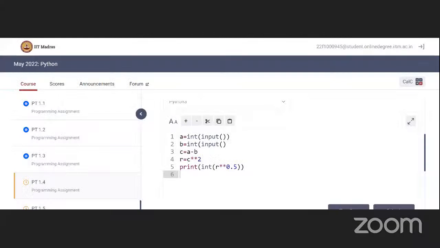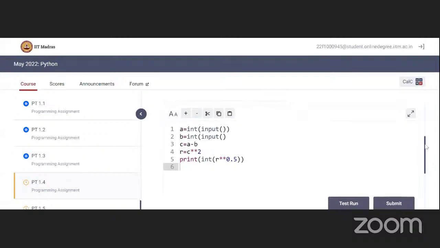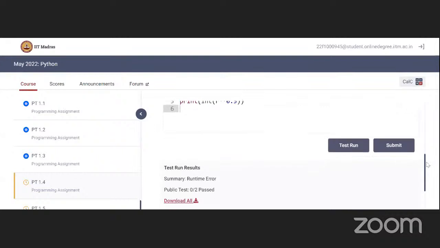Move on to the 1.5 problem. For me now it's okay; it was because of the misplacement of one parenthesis. The round bracket gave me an error. So C equals C minus B, R equals C star star 2, int of R. That should be giving me the correct answer, right? So can you run it, Shampa?